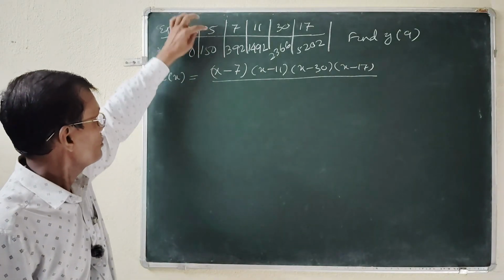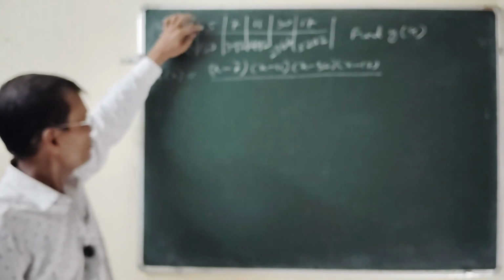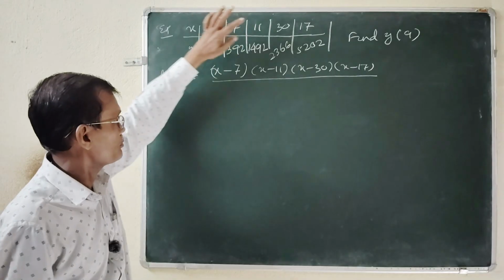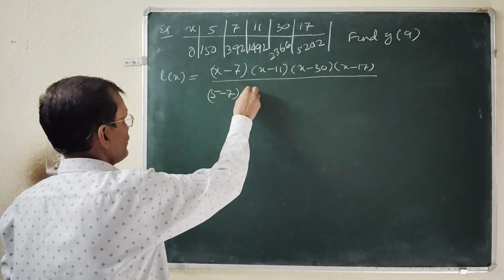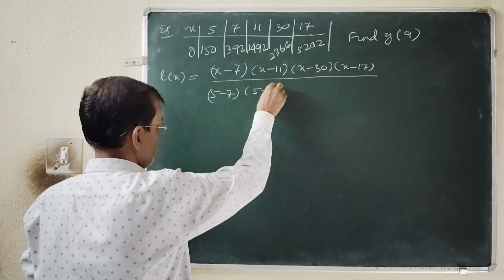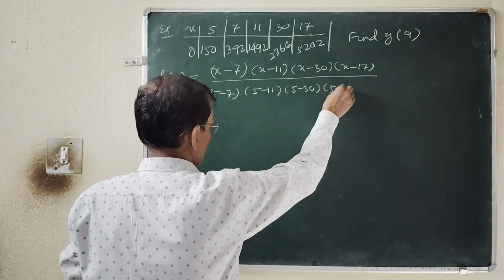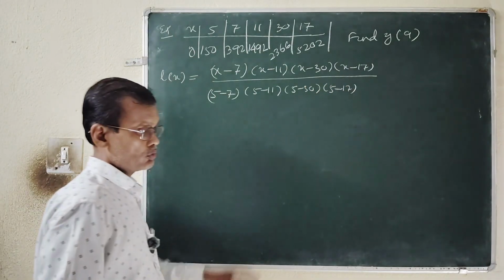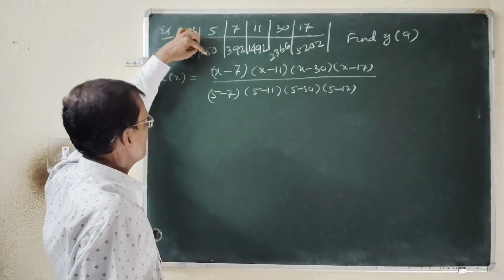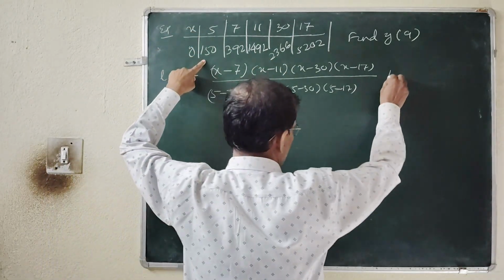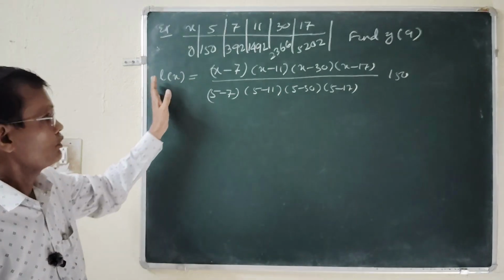In the numerator, in the first term we are neglecting 5. Then in the denominator, from that 5 you subtract the rest of the x, that is 5 minus 7 into 5 minus 11 into 5 minus 13 into 5 minus 17. So this is the first term. With this you multiply the corresponding data of y, that is 150. Okay, so that is the idea. So the first term is over.